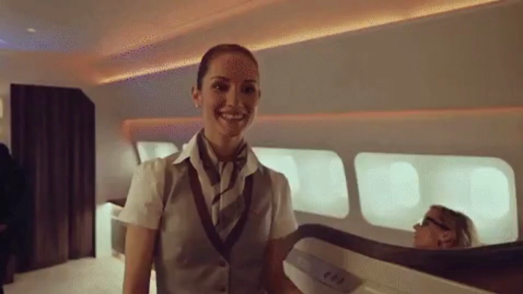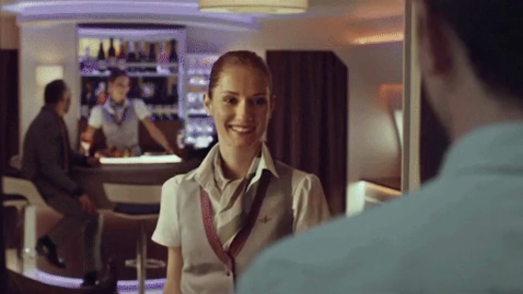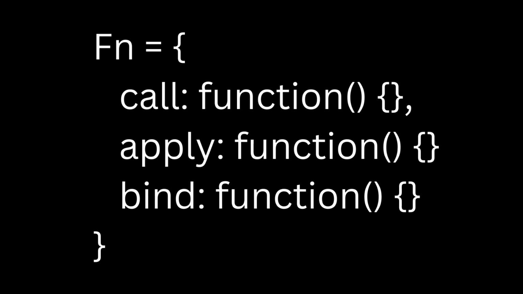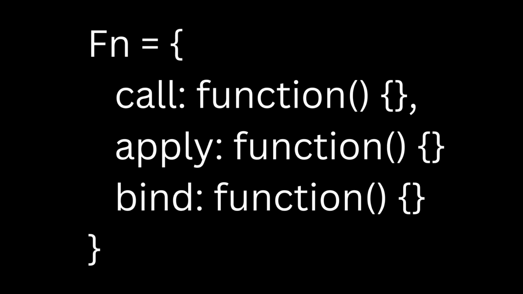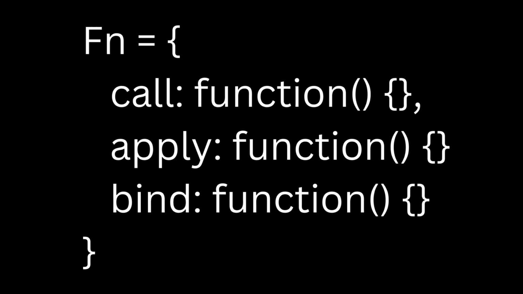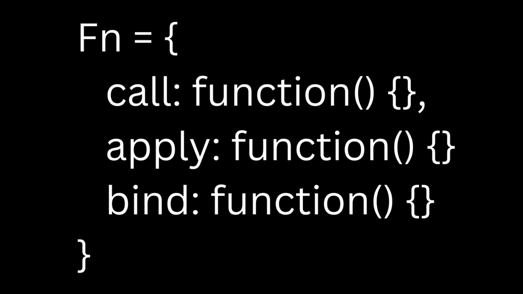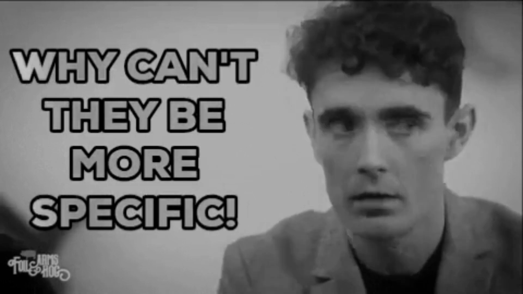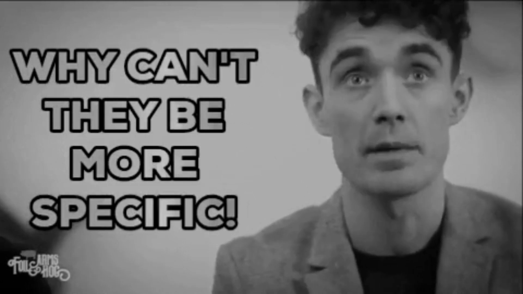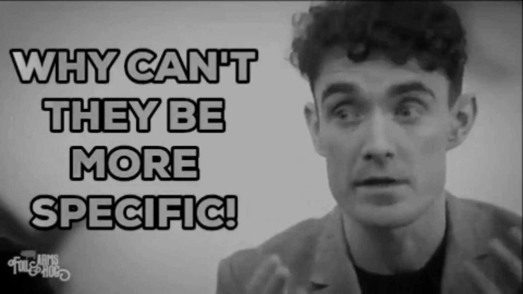Indirect invocation. Functions in JavaScript are first-class objects, which means they got methods too. Call, apply, and bind are used to invoke the function with a configurable this value. The indirect invocation is useful when a function should be executed with a specific this value.